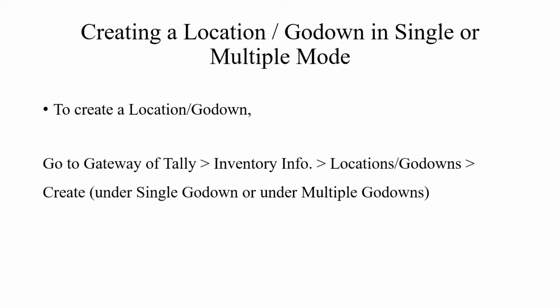Now let's see how to create a location/godown in single or multiple mode. Down we have the procedure to create a location/godown in Tally. The procedure is this way. This will begin from gateway of Tally, masters, inventory info, location/godowns, then create. This can be created under single or multiple godowns. Let's see the practical part of this one in Tally.